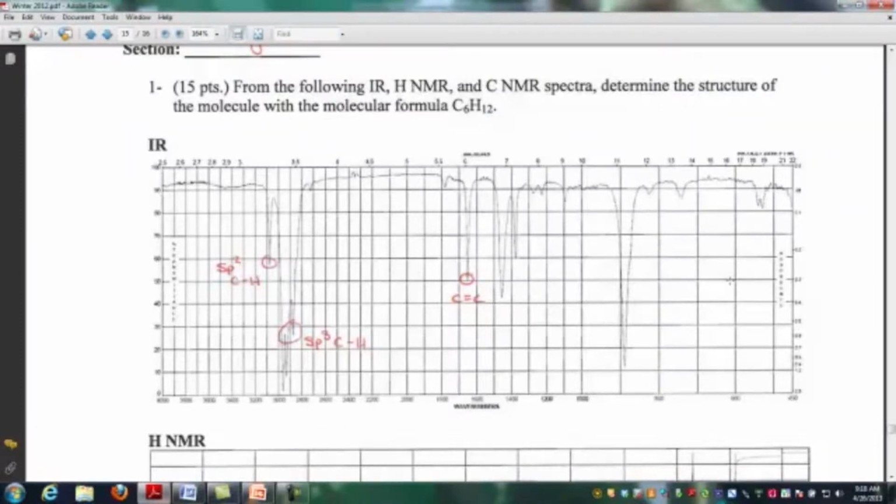Okay, hopefully you've had a moment to look at this. This is the key to that particular quiz, and I'm going to go over it with you in such a way that hopefully you understand what it is you're looking for. First things first, I would always take a good look at this molecular formula, which in this case is C6H12.